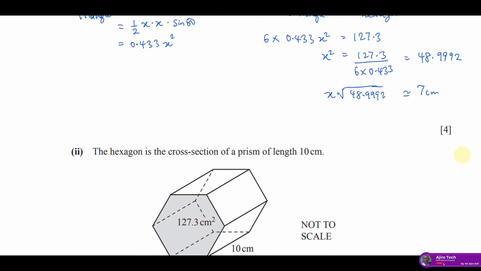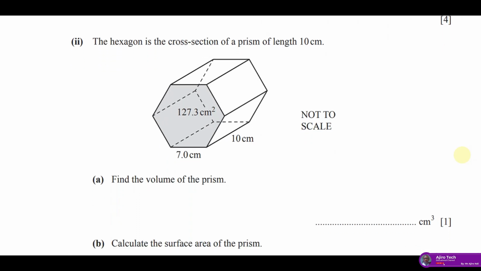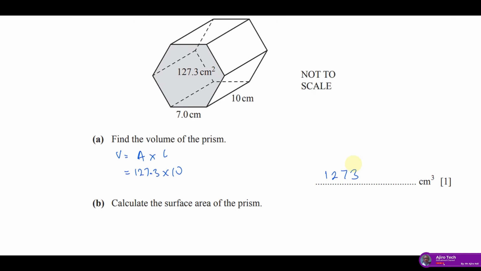The hexagon is a cross section of a prism of length 10. The volume is area times the length, 127.3 times 10, 1273 cubic centimeters. That is the volume of the prism.